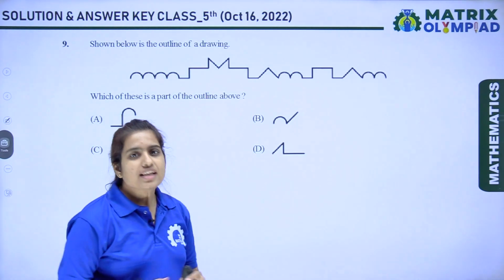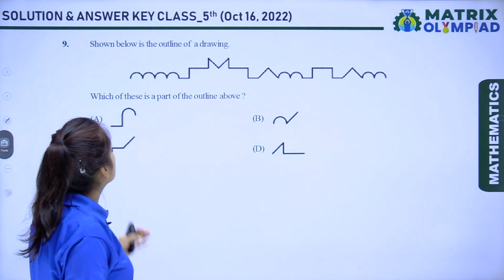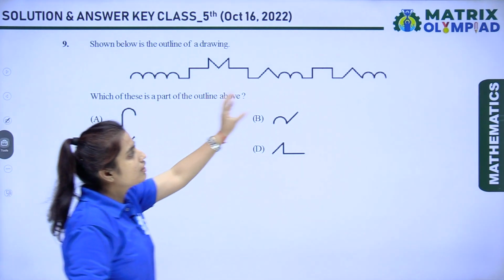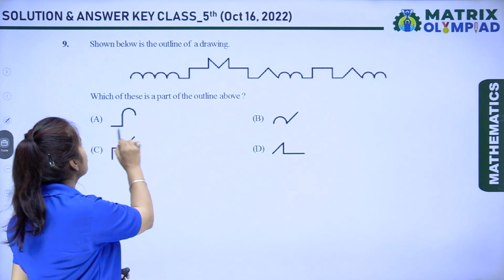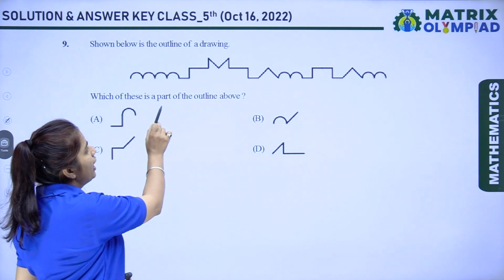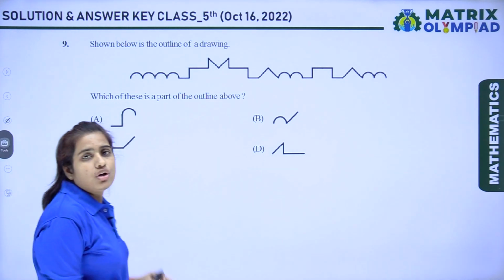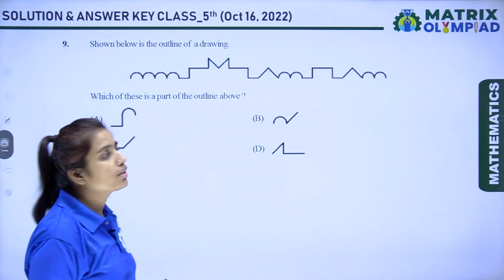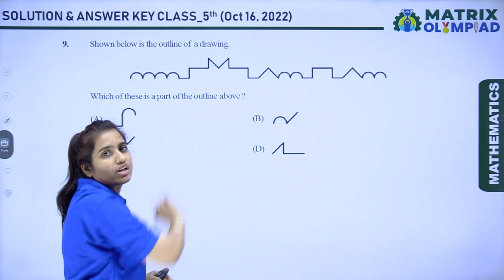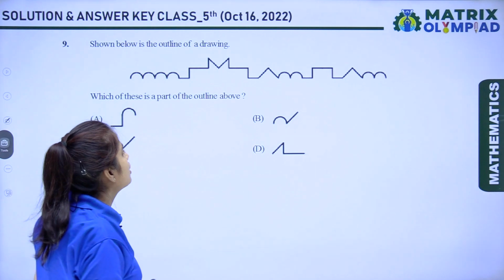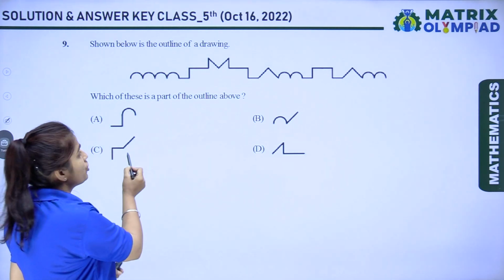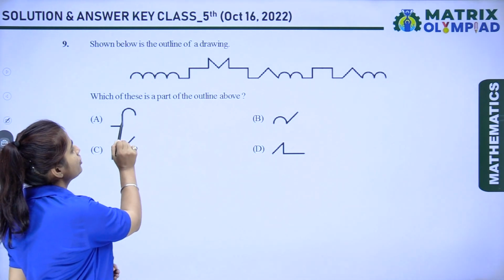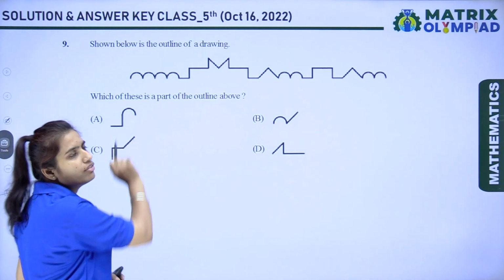So in this another easy question, it is said that shown below is the outline of a drawing. Here you can see the outline of a drawing, and the question is which of these is a part of the outline above. Out of these four options, you have to find the correct option which is the outline of the above figure. Now let's check option A. Here it is a straight line. After this straight line we have a small curve on the upper part.